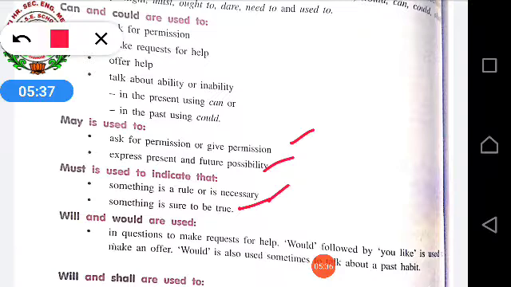In questions, we are using will to make requests for help. Would followed by you like is used to make an offer. And would is also sometimes used to talk about a past habit. So we are using will for making questions, and would also we are making use of it for making questions, especially for helping type of question. Will you help me? Like that. This is the example.